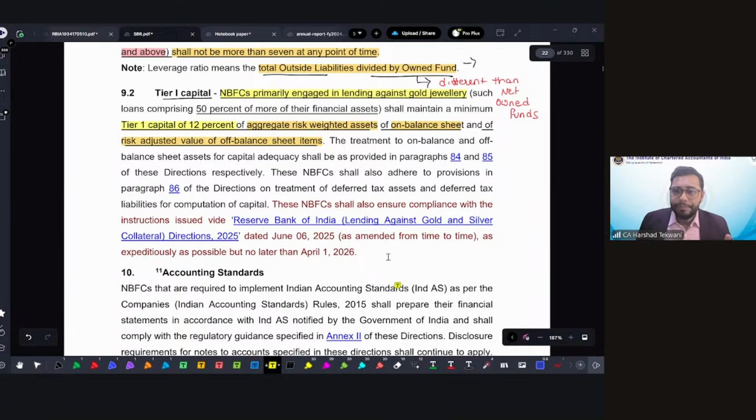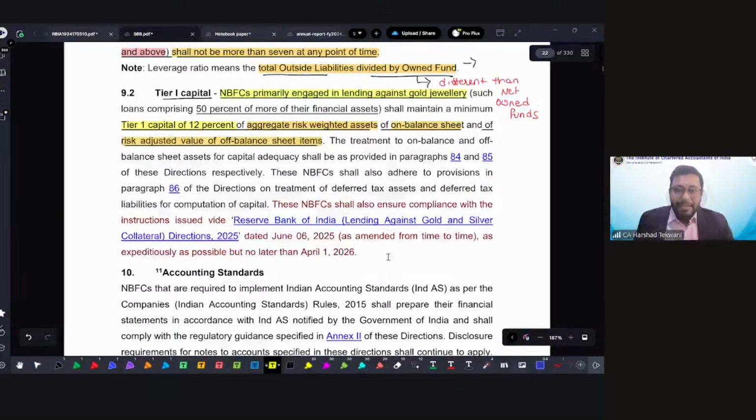Any doubt? Any doubt? Sir, less than 50% of their financial assets. Sorry, if such loans are less than 50% of their financial assets, then what is the percentage of Tier 1 capital?